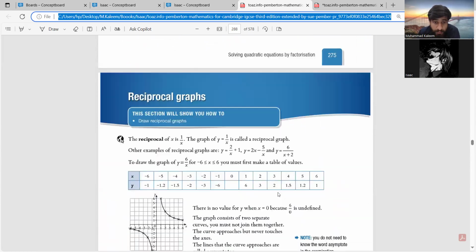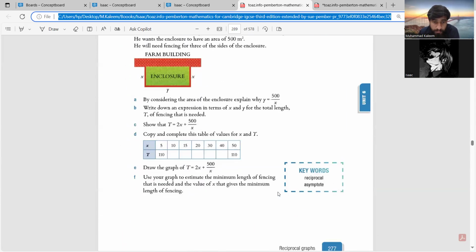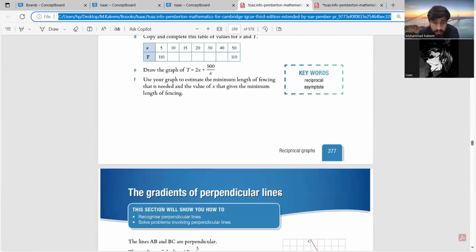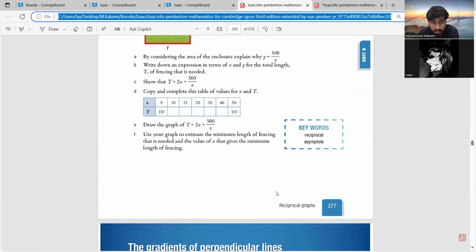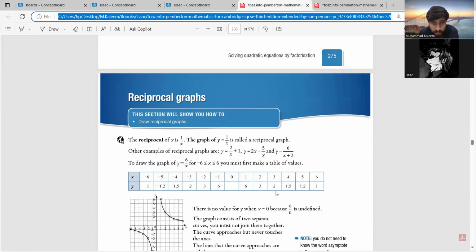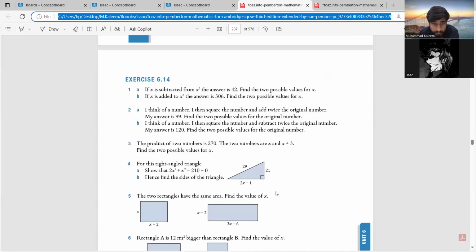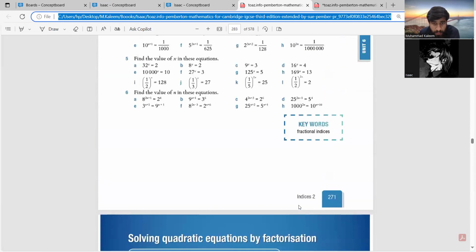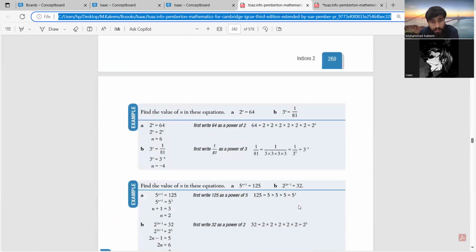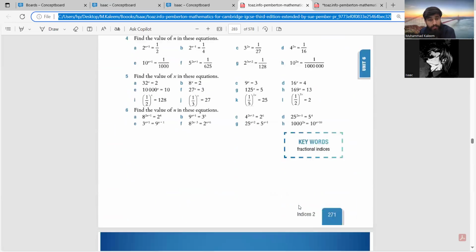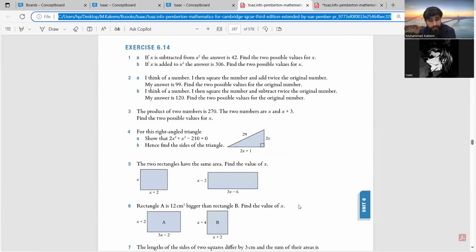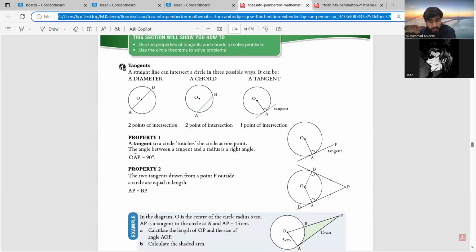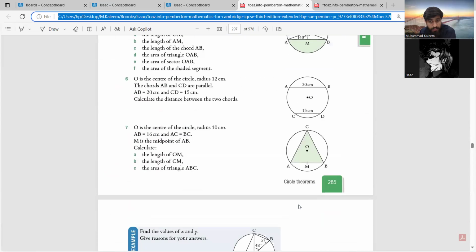Okay. Then we can start the trigonometry, which is about the bearing, or the gradient, or the perpendicular lines. This one, reciprocal graphs, parabola. There are not that many questions related to parabola, reciprocal graph, gradient, circle theorem.